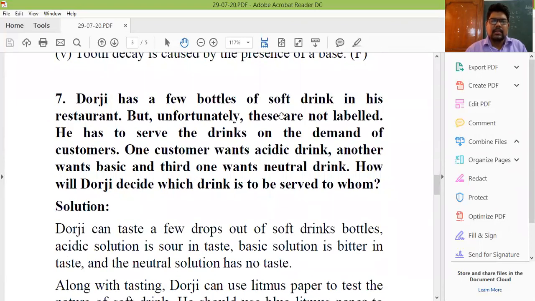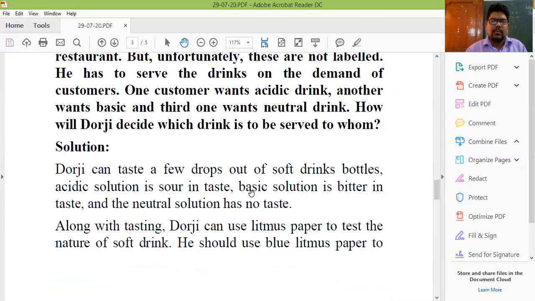See question number second. Dorji has bottles of soft drink in his restaurant, but unfortunately, these are not labeled. He has to serve the drink on the demand of customers. One customer wants an acidic drink, another wants basic, and a third one wants a neutral drink. How will Dorji decide which drink is to be served to whom?